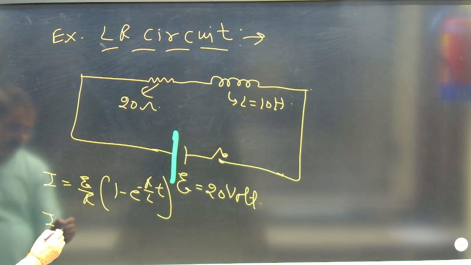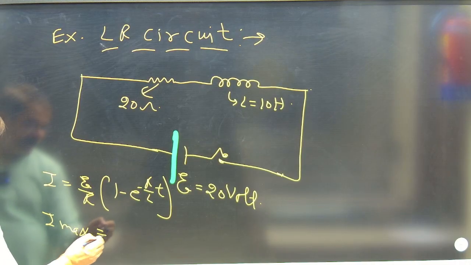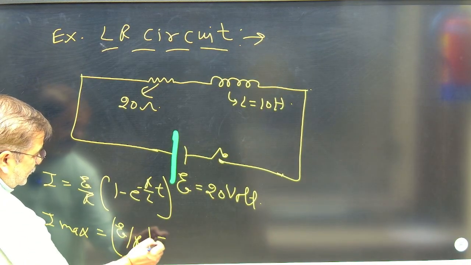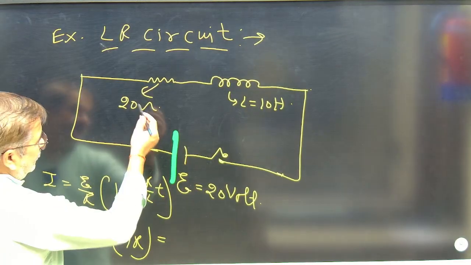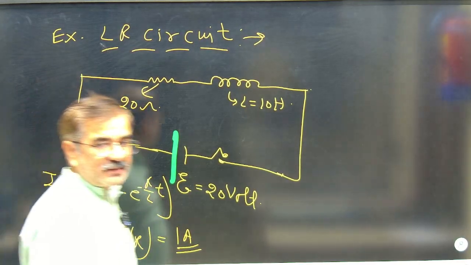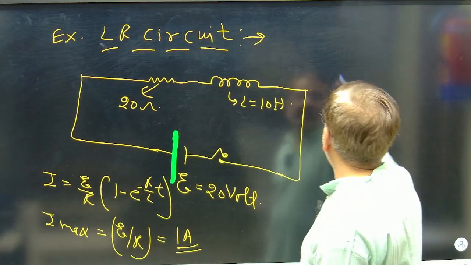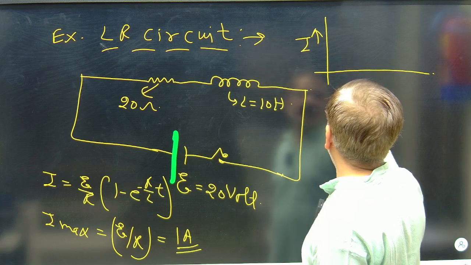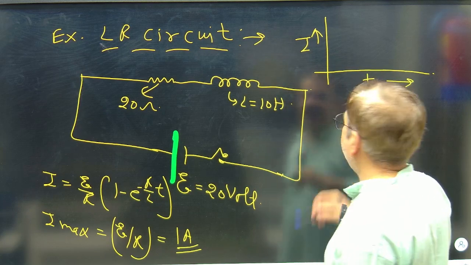If I have to see the maximum value of current, the maximum value of current will be E by R only. And if I put the values here, E is 20 by 20, it is 1 ampere. 1 ampere is the maximum current flowing in the circuit, and the current in the circuit will rise exponentially with time, we can define.